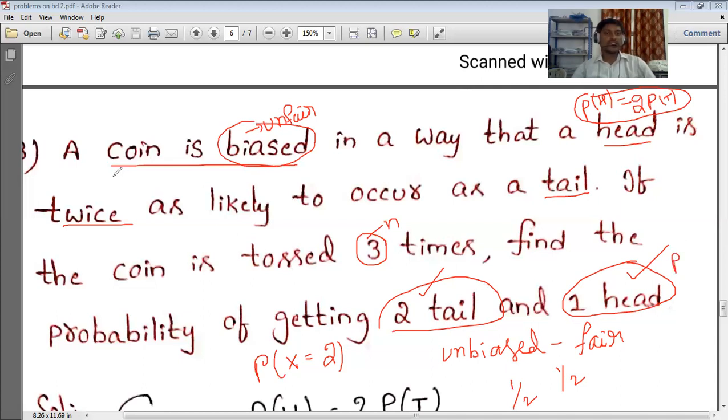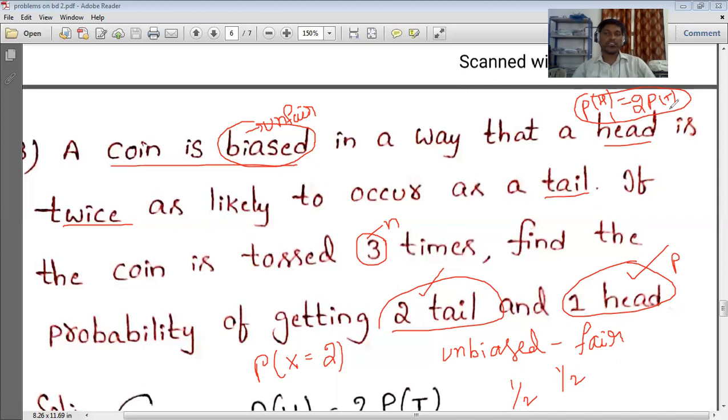So once again see what they mentioned in the problem: a coin is biased. It means that whatever coin we are choosing, that coin is biased. So here biased meaning is nothing but unfair. There is no equal possibility of getting heads and tails. It means one is more than the other, or one is less than the other, in a way that the probability of getting heads is 2 times as likely to occur as a tail.